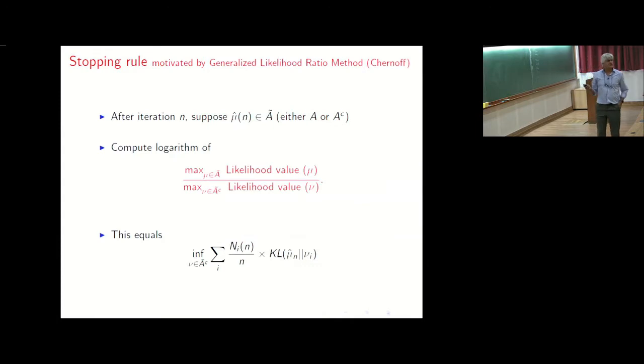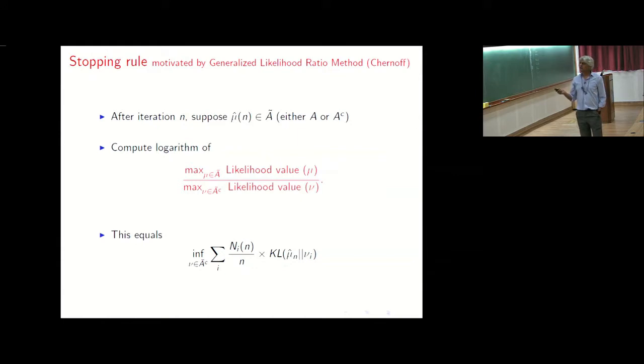All right, and then you still need a stopping rule. And most importantly, you need this guarantee that the probability of stopping wrongly is less than or equal to delta. So the stopping rule goes back to Chernoff's time. This was also mentioned by Karthik earlier. So after iteration n, suppose mu hat n belongs to some set A tilde, either A or A complement. Right now I'm just keeping it to two sets. So compute the logarithm of the maximum likelihood value over the whole space: what measure explains the data the best in the whole space. And then you get a hypothesis from that measure that tells you it belongs to A tilde.